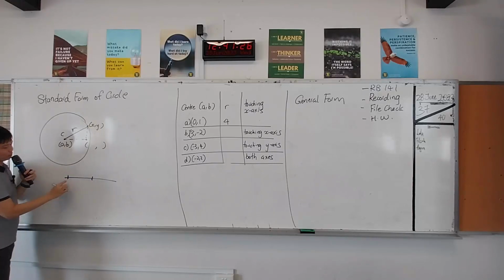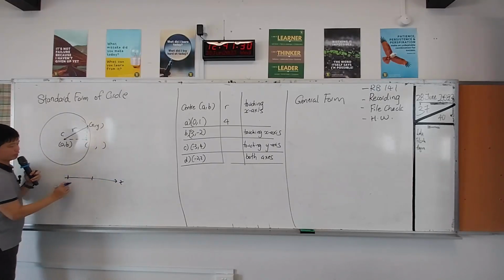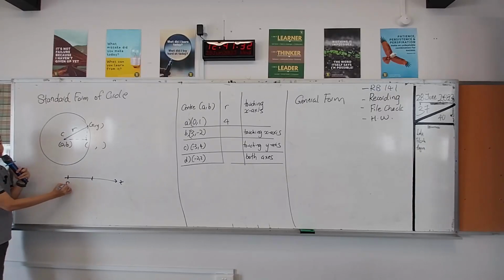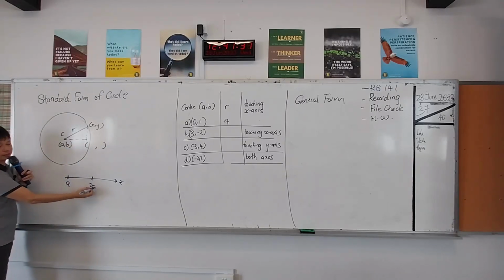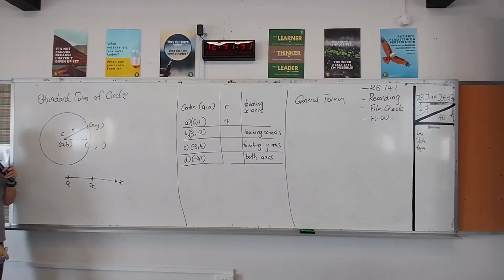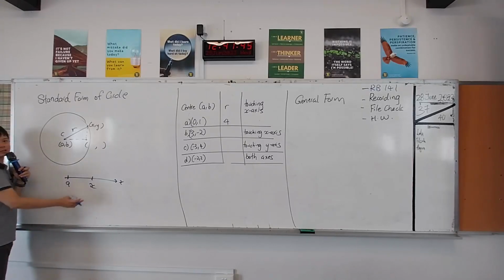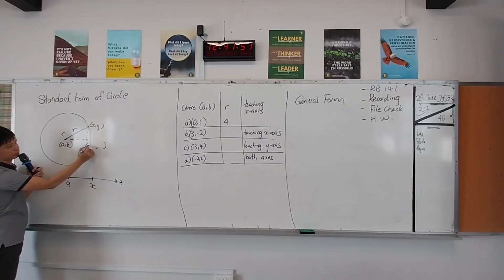Okay. What is this point here? This is the x-axis. What is this point here? A. What is this point here? X. So what is this? Is this your A or X? X, because A is on the left, so you can only take this X value here. Okay, so this is your X.